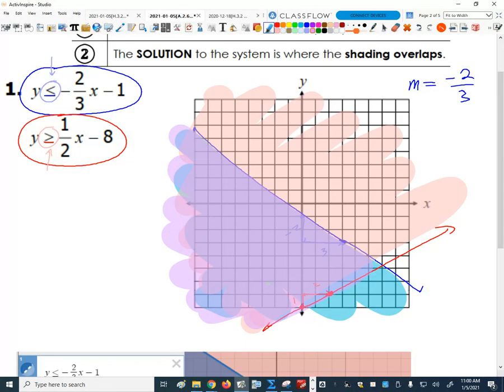Okay? And we would want to include this part of the boundary line. We can see that the upper boundary of this region is a solid line, so we want to make sure that we see that that's solid, and the lower boundary of this shaded region is also solid. Okay, so there it is.